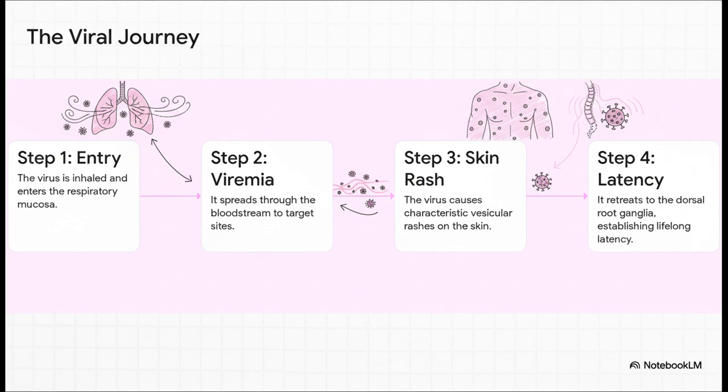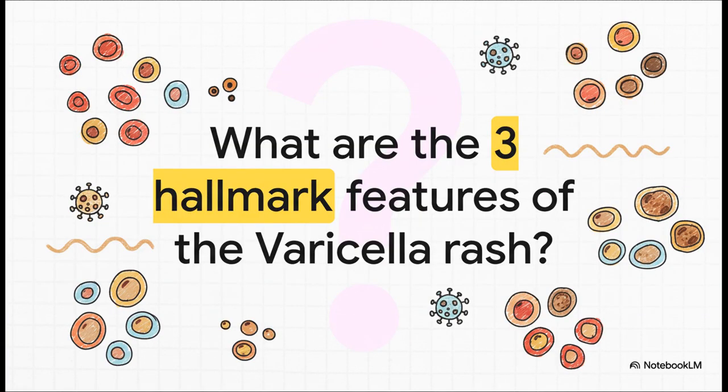And after it causes that classic rash, it doesn't just disappear. Instead, it pulls back, retreats up your nerves, and sets up a permanent hiding spot in the dorsal root ganglia, where it'll stay dormant for the rest of your life. So, when the virus hits the skin, it creates one of the most recognizable rashes out there. But what exactly makes the chickenpox rash so distinct? Well, there are three classic features that every doctor is trained to look for.